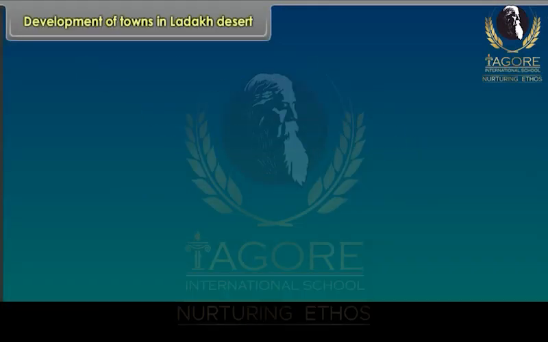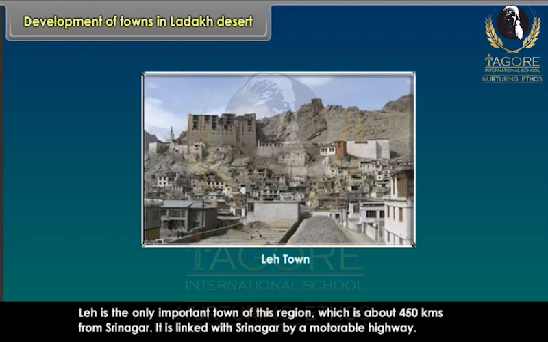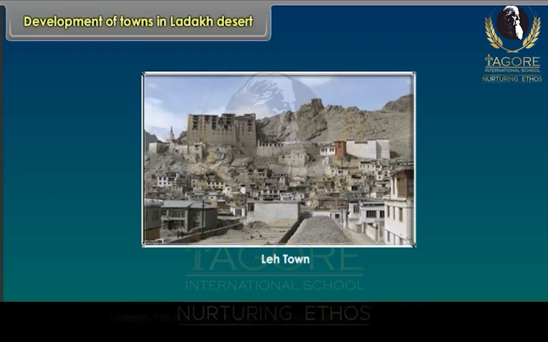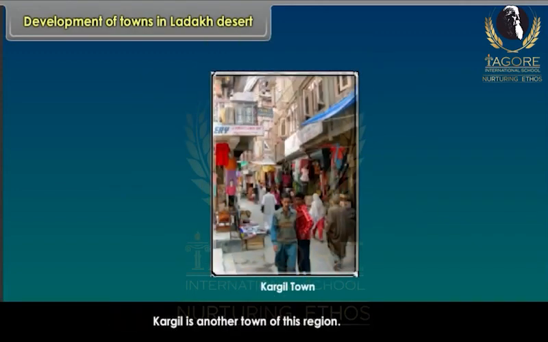Development of towns in Ladakh Desert. Leh is the only important town of this region, which is about 450 kilometers from Srinagar. It is linked with Srinagar by a motorable highway. Ladakh has become a region of tourist attraction. Kargil is another town of this region.